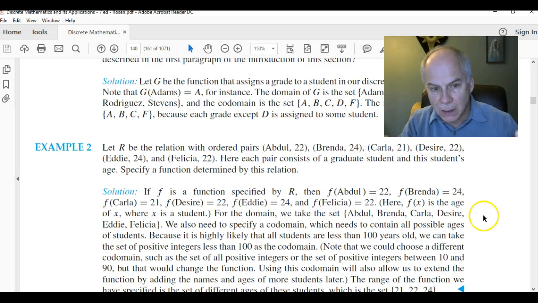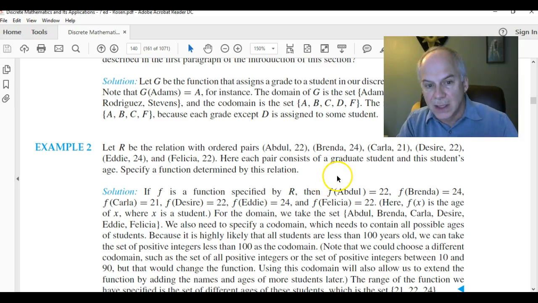All right. Now, the domain is the set of names, Abdul, Brenda, Carla, Desiree, Eddie, Felicia, and the codomain is the possible ages of the students. Now, it's highly unlikely that the students are going to be over 100 years old. So you could say the positive integers less than 100 would be your codomain. But you could choose something else. You could say between 10 and 90 or whatever. Anyway, the range is the ages that are actually used. In this case, ages 21, 22, and 24. All right.